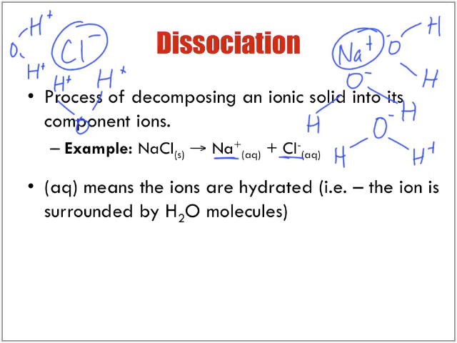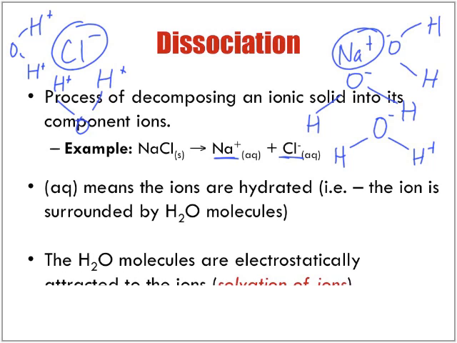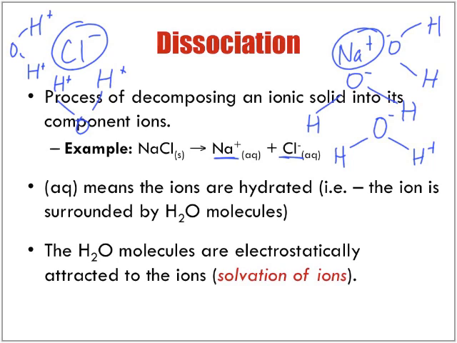So, aqueous means the ions are hydrated. The ions are surrounded by water molecules. Whenever we see aqueous, AQ, it means it's dissolved in water. How does it dissolve? Well, the ions of the ionic compound break apart into their positive and negative ions, their cations and anions. Water molecules are electrostatically attracted to the ions. This is called the solvation of ions.